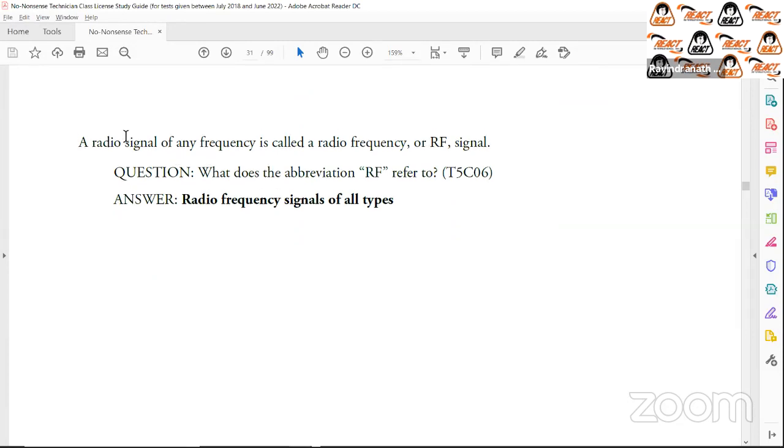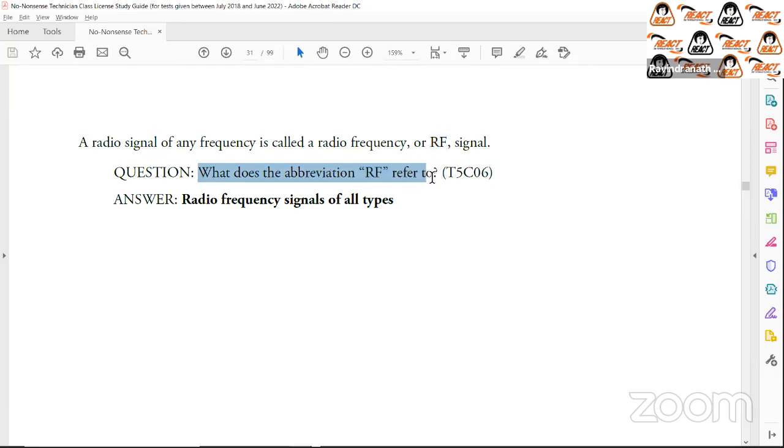All right. So radio frequency or radio signal is sometimes abbreviated as RF. And RF simply means radio frequency. So we are doing an amateur radio course and we are talking about frequency, so we typically refer to radio frequency as RF. Somebody will say, okay, the signal is RF. What do they mean? It just means that the signal is a radio frequency signal.